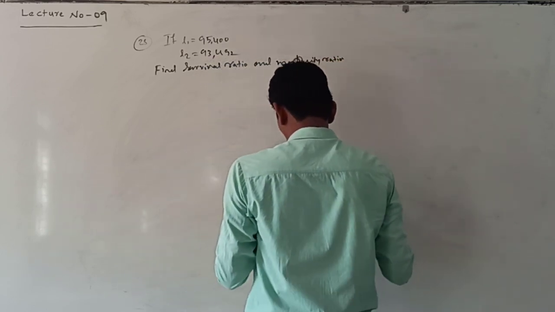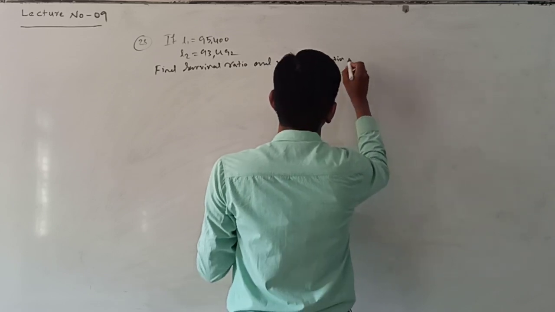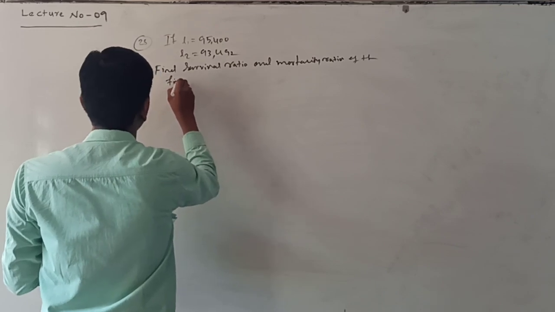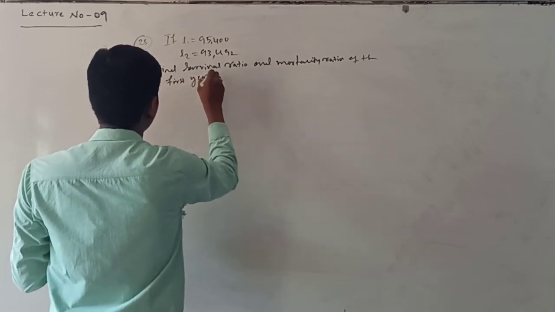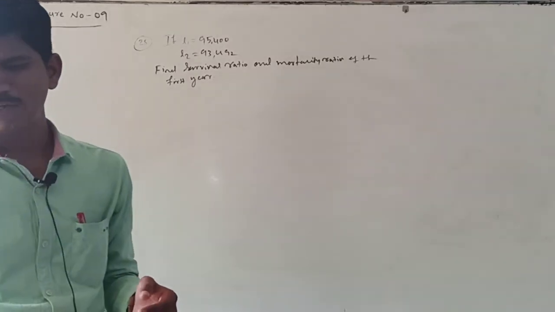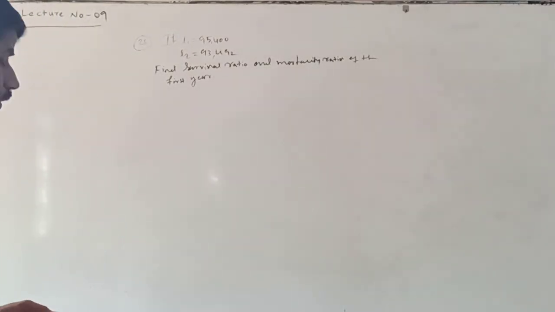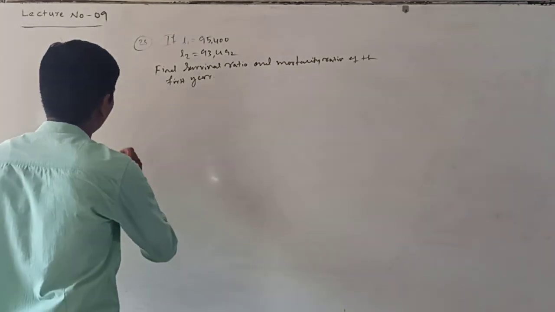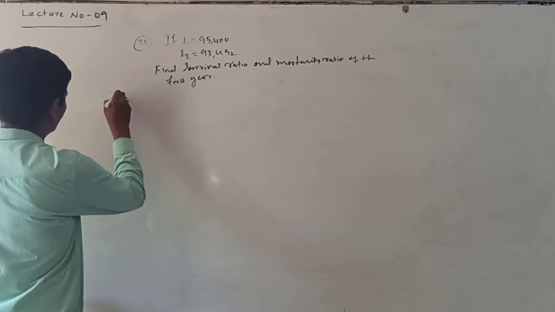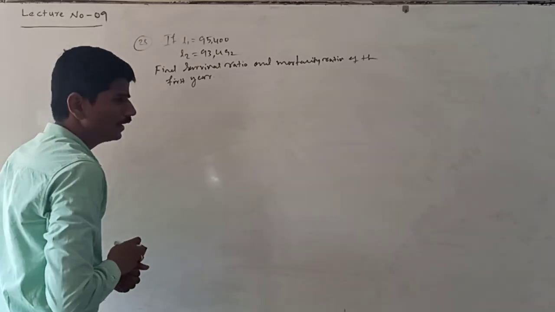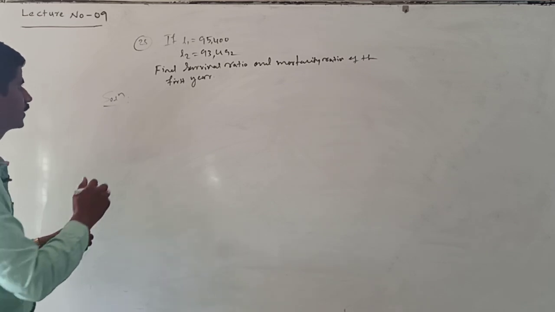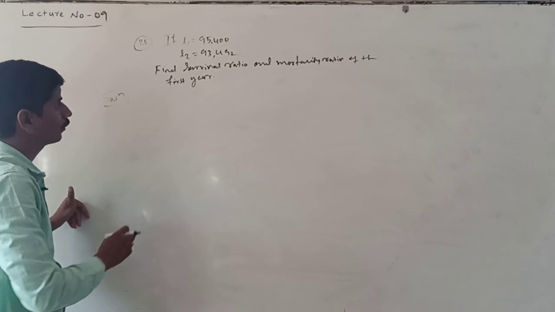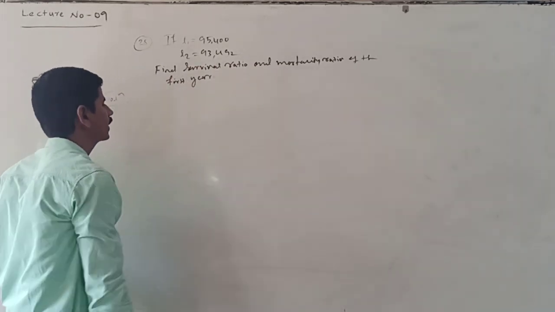For the mortality ratio of the first year, first year means that x is 1. Here we are given the L1 and L2 values. Find the survival ratio and mortality ratio for the first year. Solution. Here the survival ratio is denoted by Px and the mortality ratio is denoted by Qx.